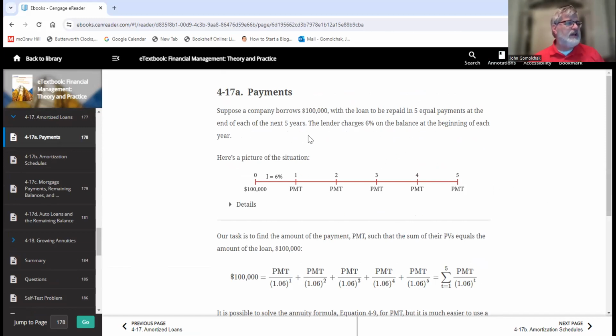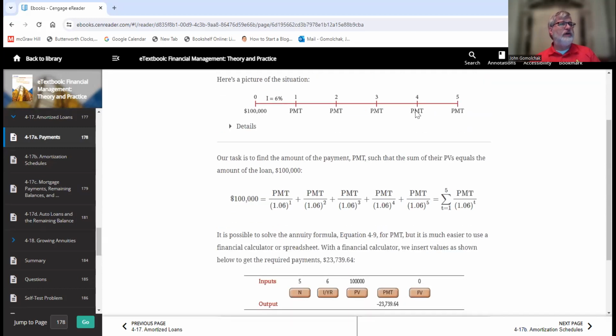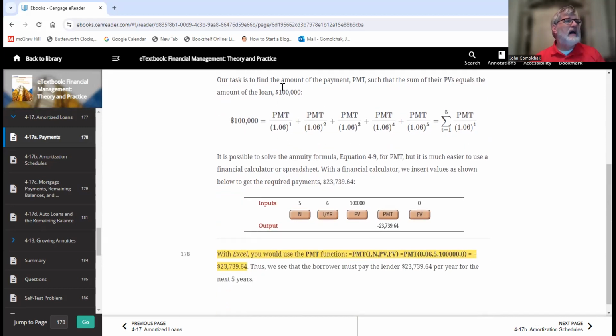Example in the book: suppose a company borrows $100,000 to be repaid in 5 equal payments at the end of each of the next 5 years. The lender charges 6% on the balance at the beginning of each year. So here's your timeline. We start at 0, where we get the $100,000 from the loan, and then we have periods 1 through 5 where we've made a payment. The task is to find the amount of the payment, PMT, so that they're all equal.